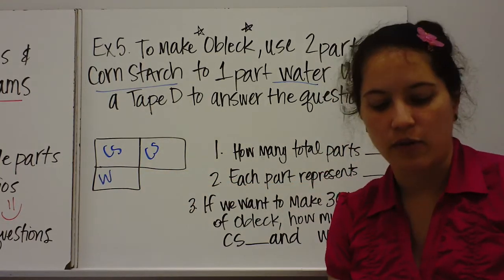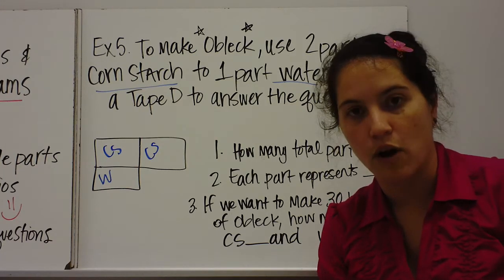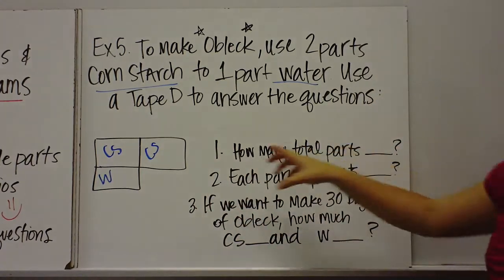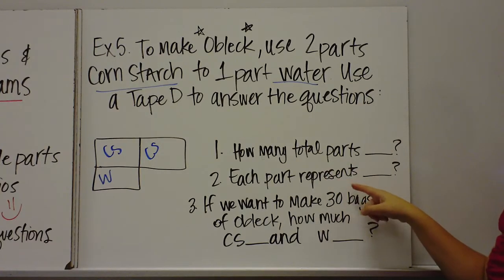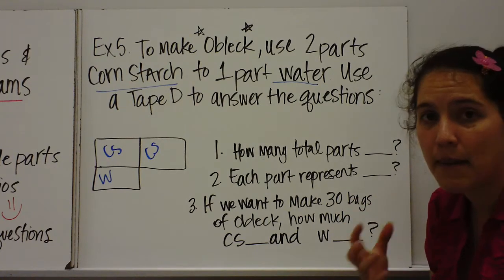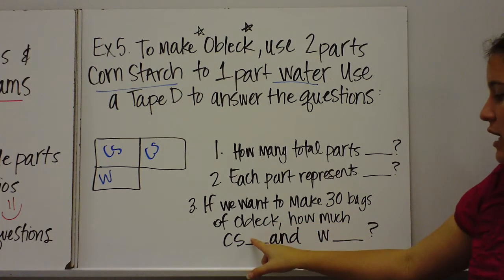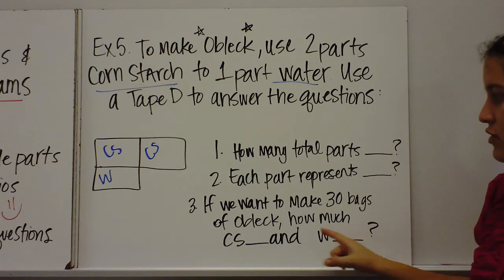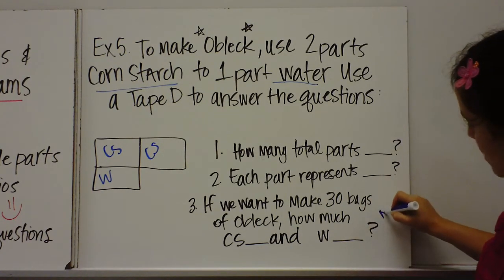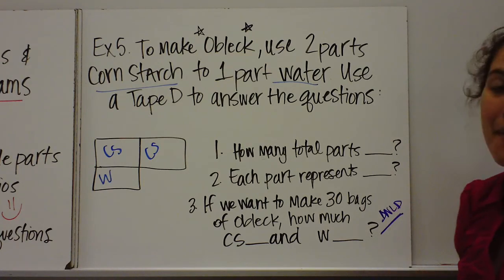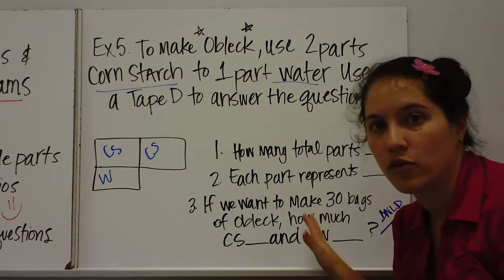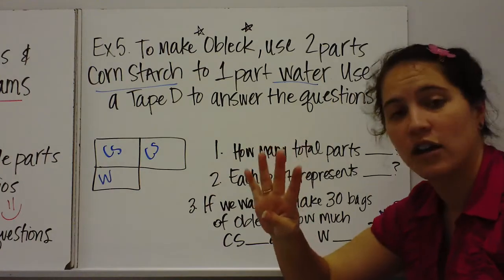Here are your 3 questions, and we are going to go over these tomorrow in class about the tape diagram. So how many total parts do you have right here? How many total parts? Each part represents how much? And then if you want to make 30 bags of oobleck, how much cornstarch do you need and how much water do you need? Now this one, it might be helpful if you do a double number line diagram, unless you know how to solve it. So we're going to go over these in class tomorrow, and if you are questioning this, then look back at example 4 at my tape diagram.